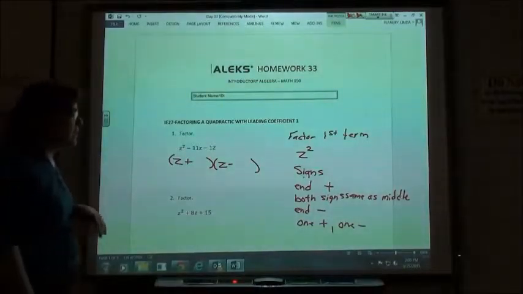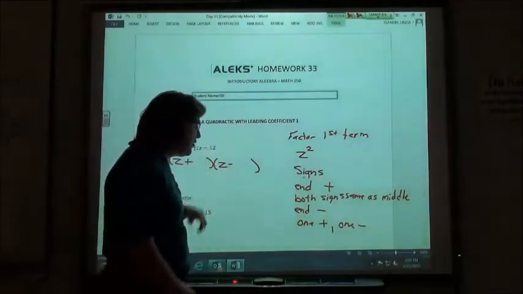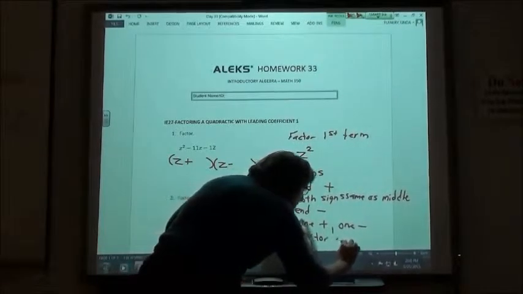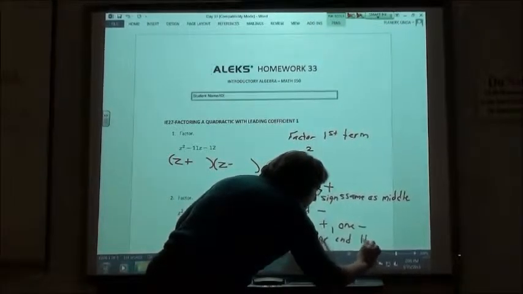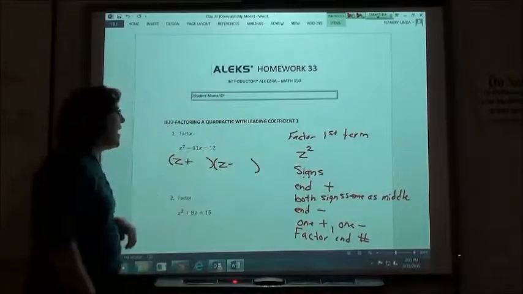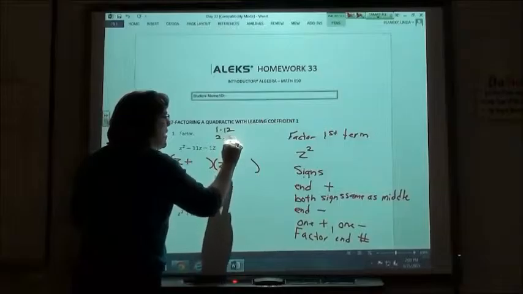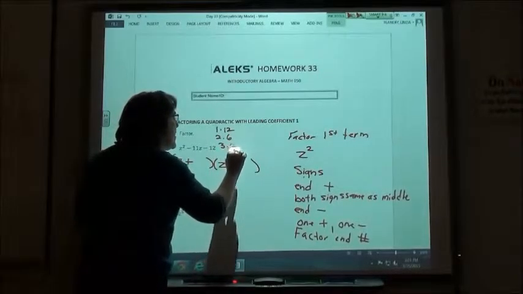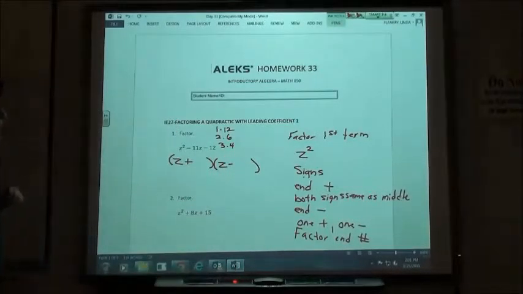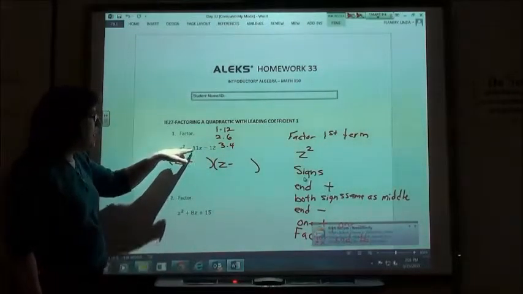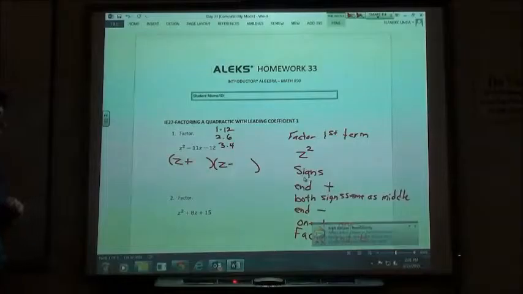And then I just didn't leave myself enough room to factor the end number. Smush it down here. Factor the end number. So in this case, I have a 12. 12 is 1 times 12, 2 times 6, or 3 times 4. I want to find the pair of factors that when I end up foiling this out, I'm going to get a minus 11z in the middle.